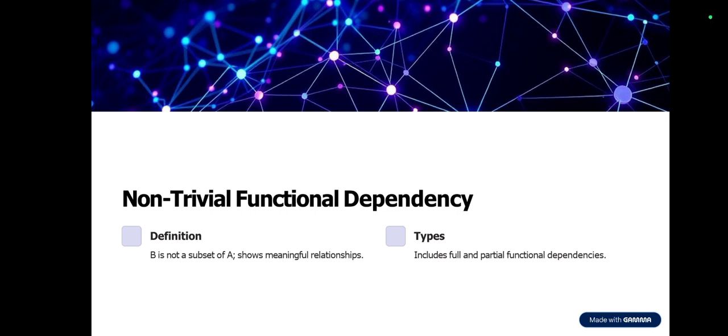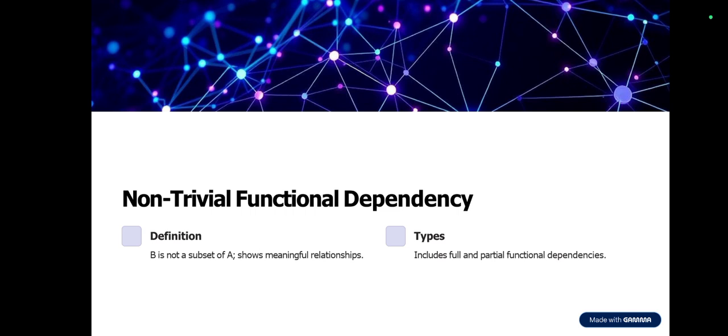Means a dependency is non-trivial when the dependent attribute is not a subset of the determinant. And why it matters? Non-trivial dependencies represent real relationships between data fields. They are crucial for understanding how attributes depend on each other. There are some types of non-trivial functional dependencies. It includes full and partial functional dependencies. These types help in identifying whether a schema should be normalized to 2NF or 3NF.